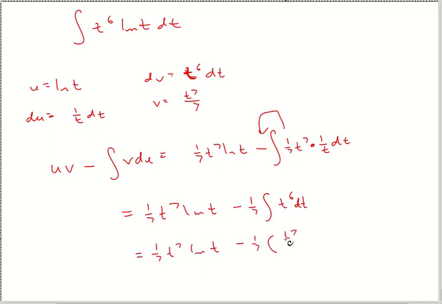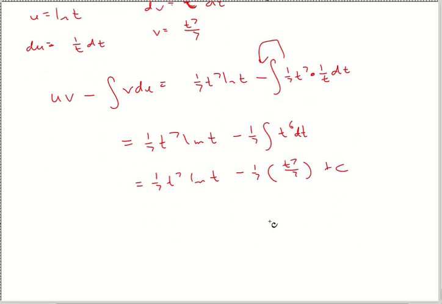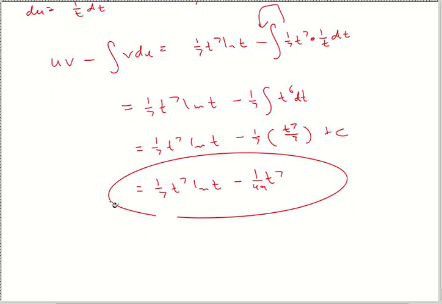To be t to the 7th over 7. Oh, no more need for that. I guess you can have a plus C by this point. Anyways, so you can see that I got a 7 and 7 makes a 49 in the end. So I got 1 over 49, t to the 7th. Okay, phew. All right, so final answer.